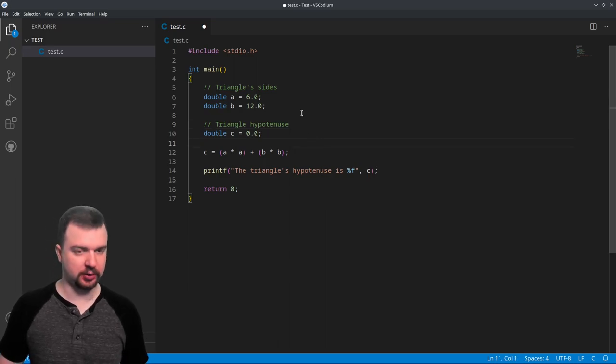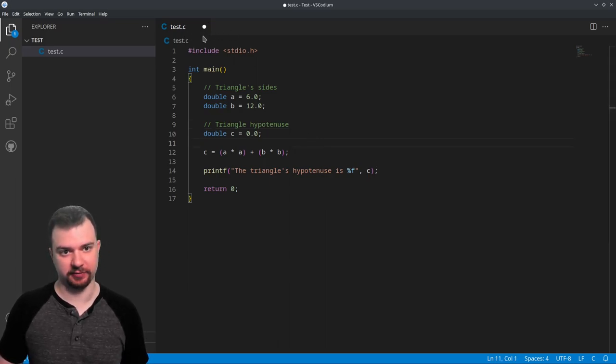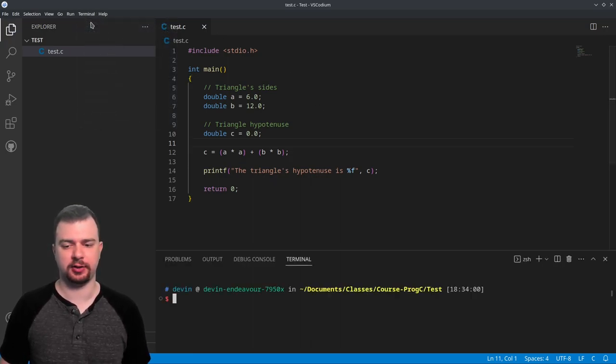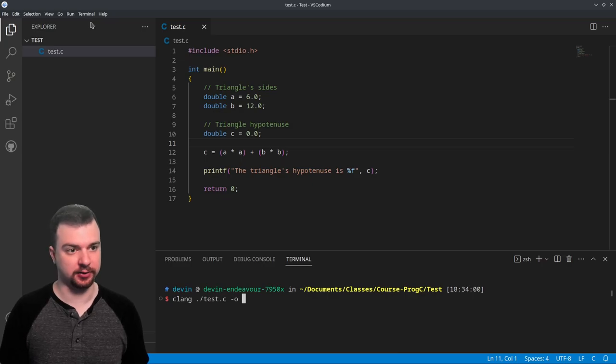So the white dot up here indicates I haven't saved the file, so save. I'm going to open up the terminal real quick, and I'm going to do clang s.c. Let's do minus o. I'm actually just naming the file. I'll explain what all these commands are later on, but I'm just compiling for right now.